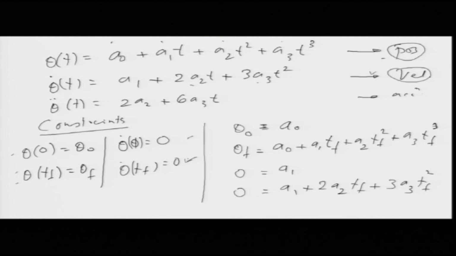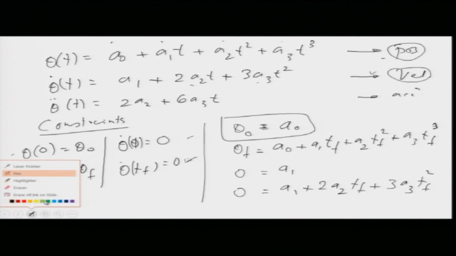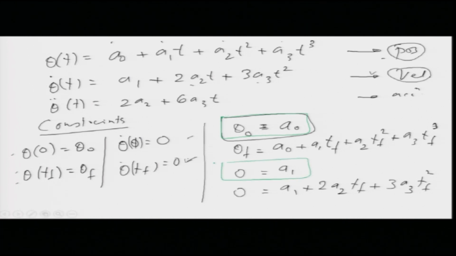We can see here that we have already got the values of a naught, which is equal to theta naught, and a 1, which is equal to 0. So, I am left with two more constants, A 2 and A 3, which I need to find, and I have two equations, equation 1 and equation 2. Two equations, two constants, so we can find the values of A 2 and A 3.